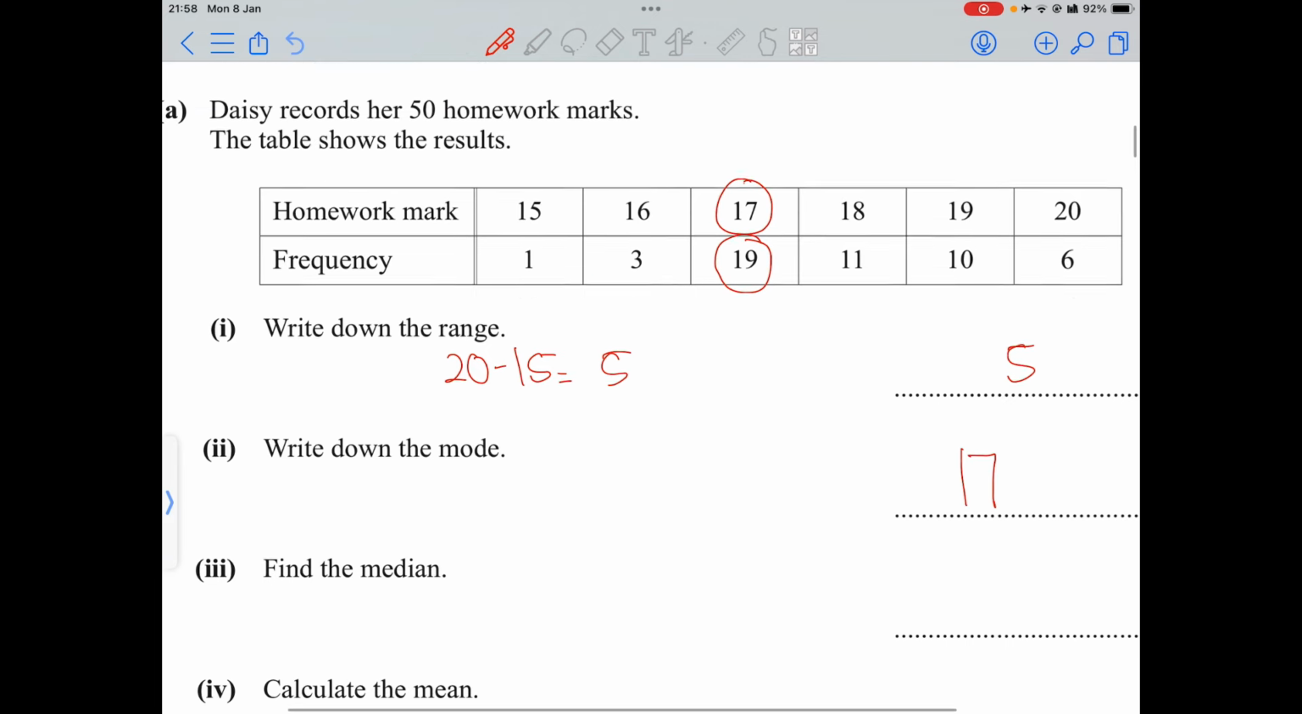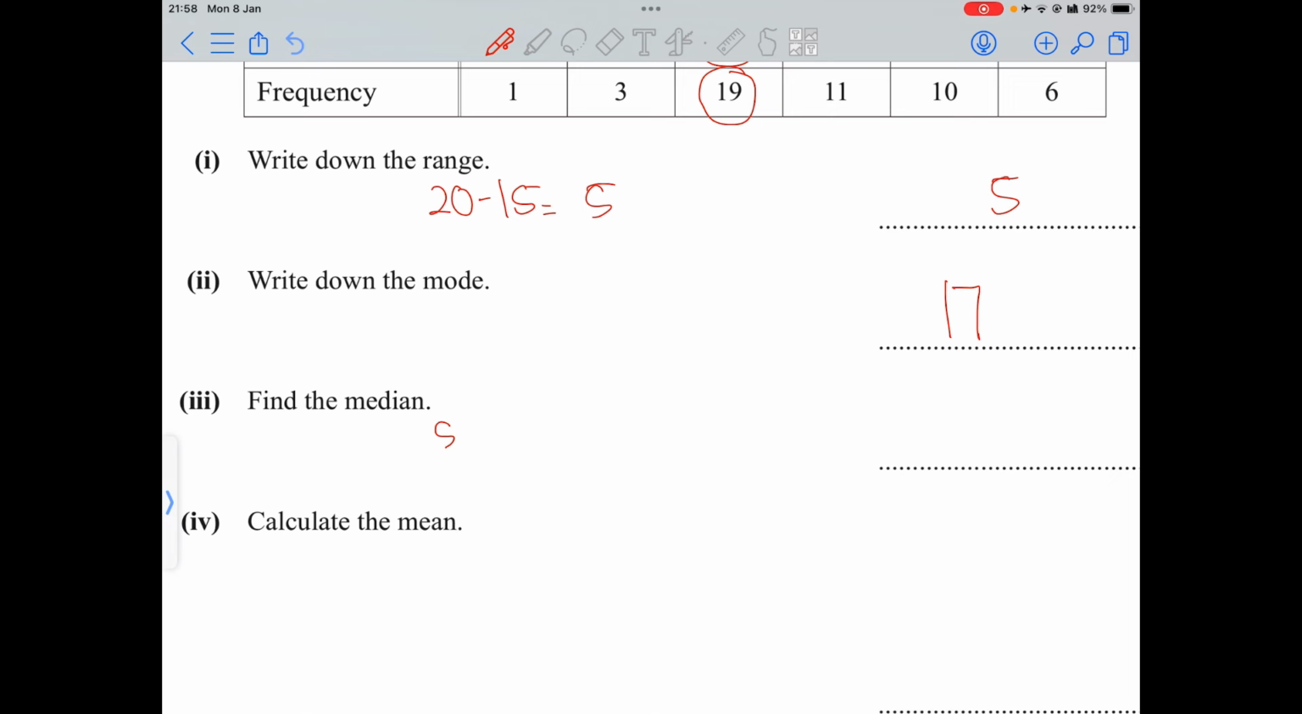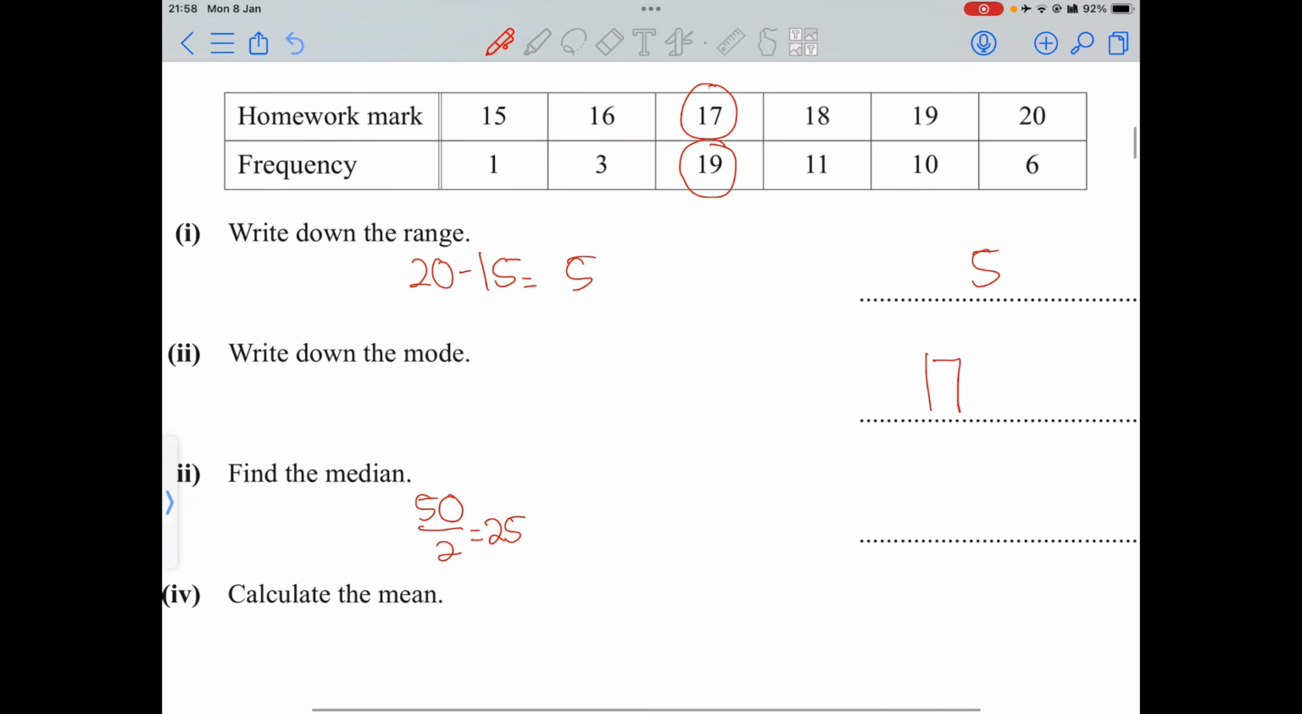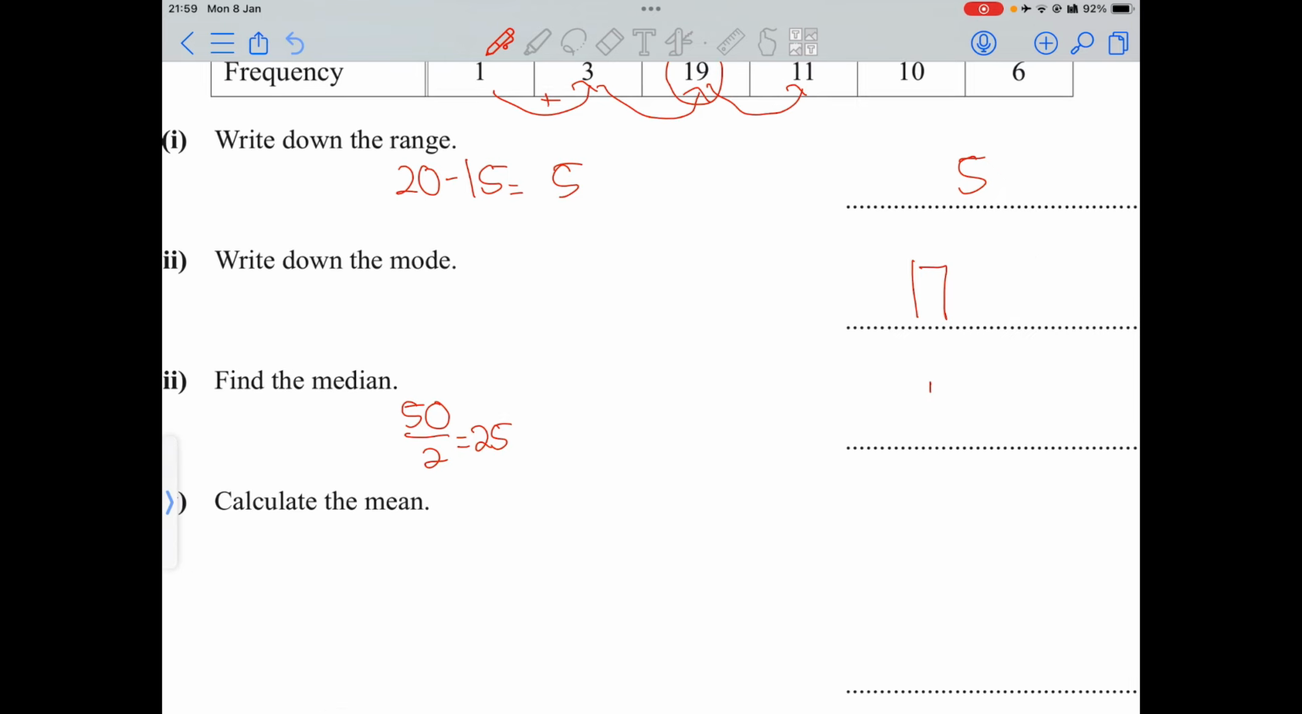Find out the median. Now in the data set of 50, if you take 50 divided by 2, it gives you 25. Now we need to figure out where the 25th value would actually lie. So if you see 1 plus 3 gives you 4, and the 25th isn't going to be near that. Then 4 plus 19 gives us 23, so again, the 25th value is not lying on that. But when you do 23 plus 11, it gives you 34. So that means the value lies with the homework mark of 18. So that's the median, 18.